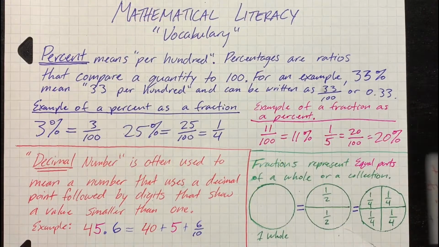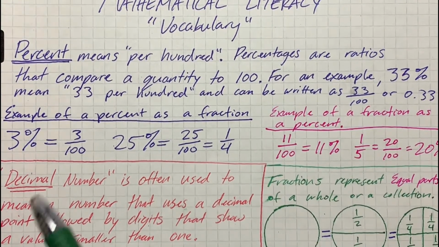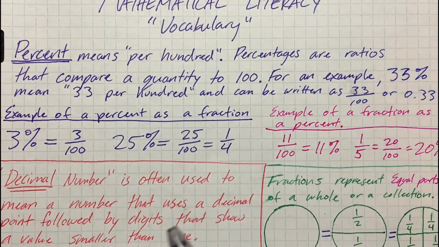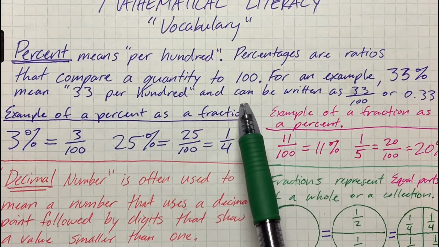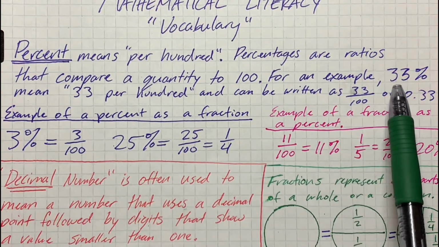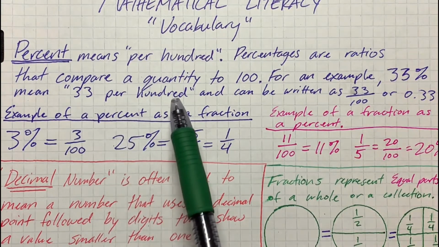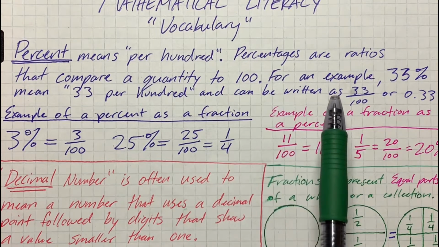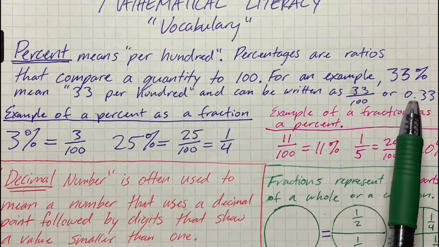Now, very importantly, let's talk about mathematical literacy. What I mean by that is we're talking about vocabulary words. So one big one that we need to talk about is percent. Okay, so percent means per 100. Percents are ratios that can compare a quantity to 100. For an example, if we have 33%, we mean that we have 33 per 100, and that can be written as a fraction, 33 over 100, or as a decimal, 33 hundredths.